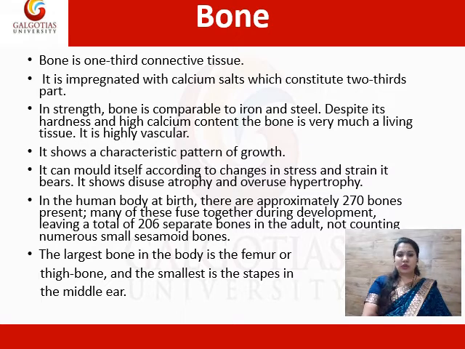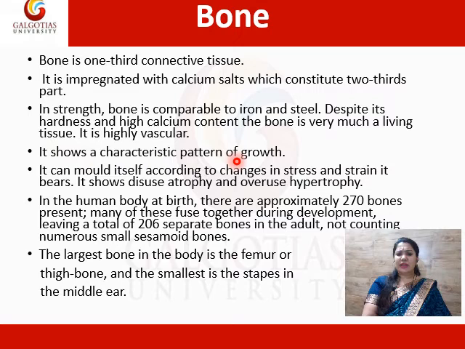In our last class we also discussed what bone is. Bone is a connective tissue and it is made up of calcium salt, which constitutes two-thirds of a bone. In strength, bone is as strong as steel or iron, and it is so hard, but it is highly vascular. Vascular means that the bones are rich in blood supply. Bone is very much a living tissue, as all the rest of the tissues in our body.